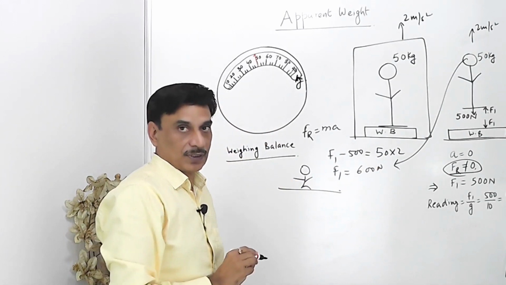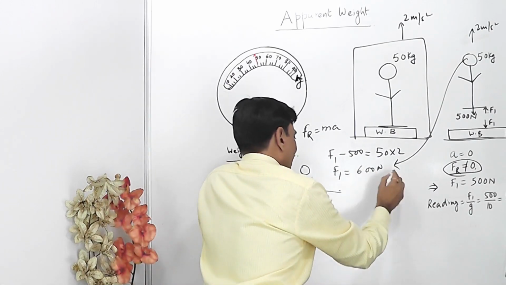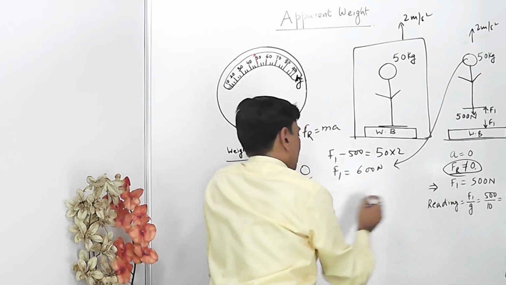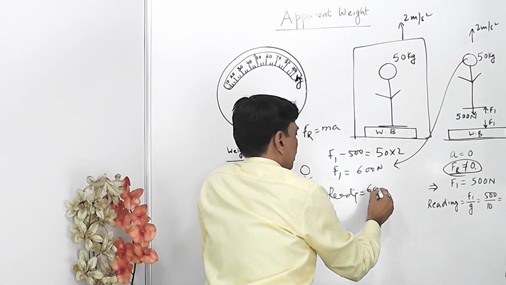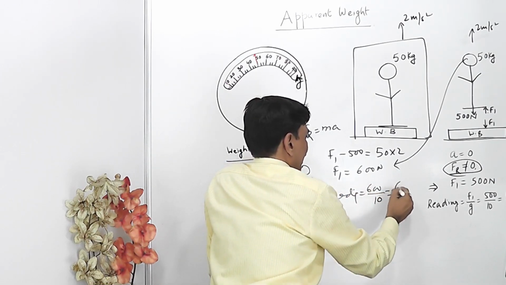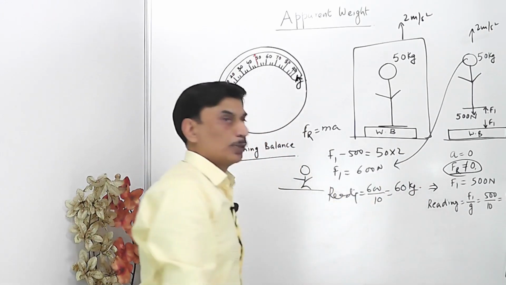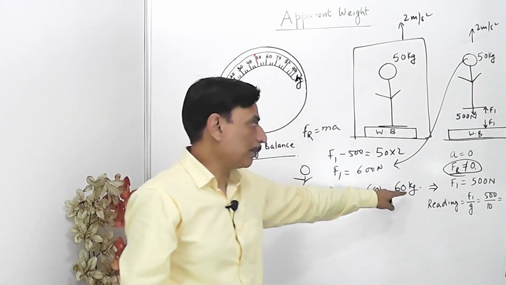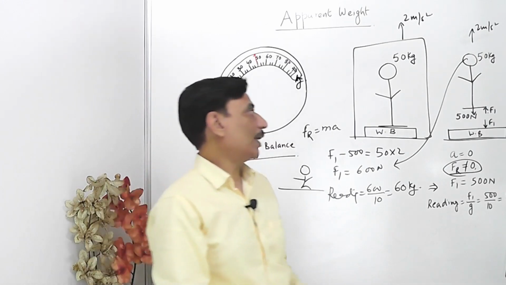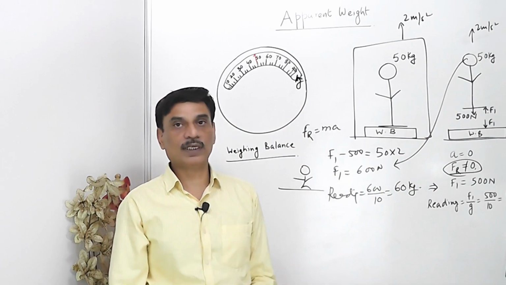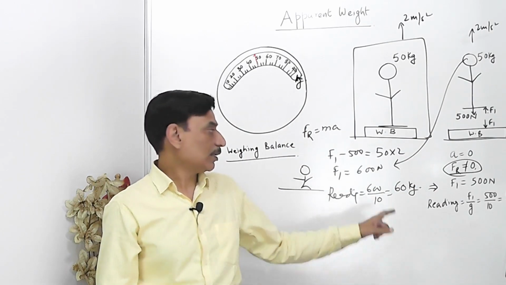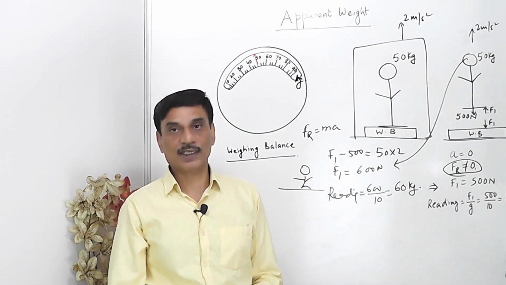Now what the manufacturer does, he divides this value by the value of G. So the reading is going to be 600 divided by 10, that is 60 kg is going to be reading in this case. And this is the apparent weight. His actual weight was, let's say 500 Newton, or in terms of kg if we say, that is the reading, actual reading it was 50 kg, but now the reading has come out to be 60 kg.